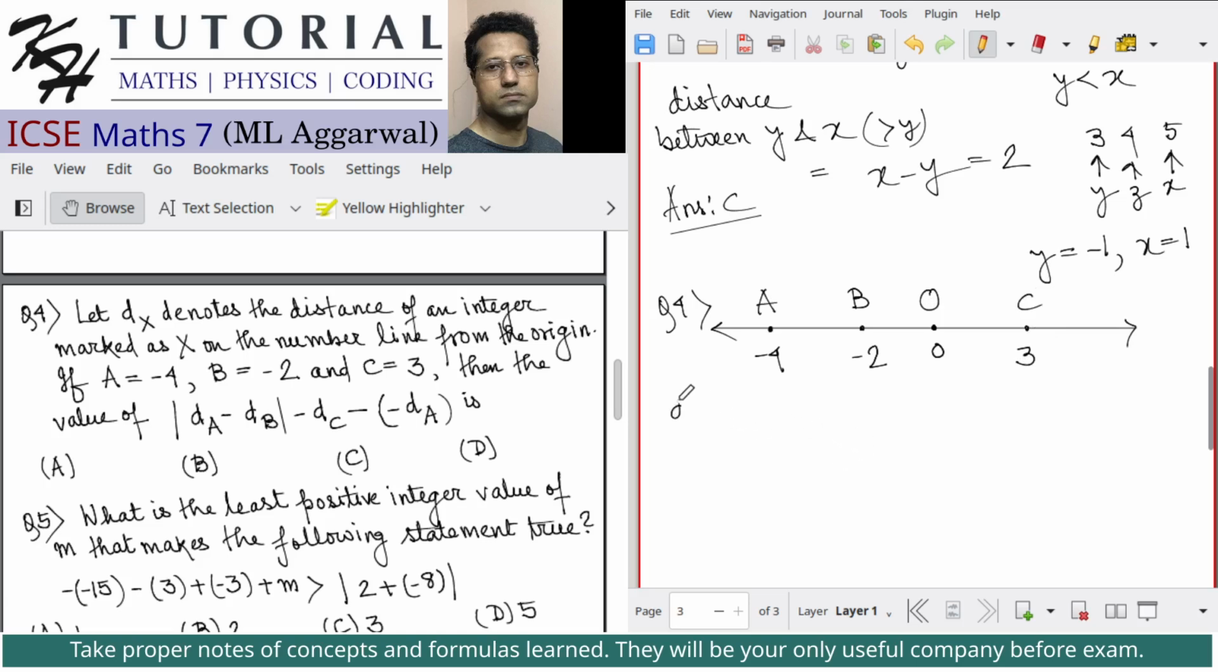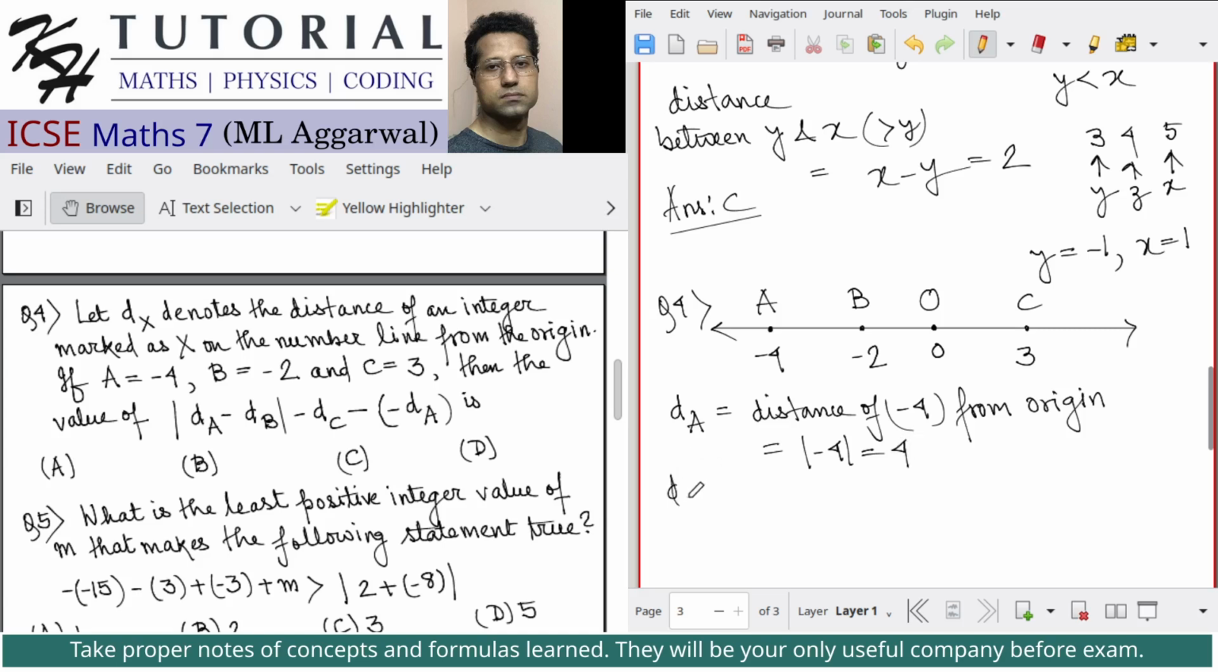So what will be dA? dA will be the distance of the integer value of A from the origin. This is equal to the distance of -4 from the origin, which is nothing but, the distance is always a positive value, so this is the absolute value of -4, which is equal to 4.